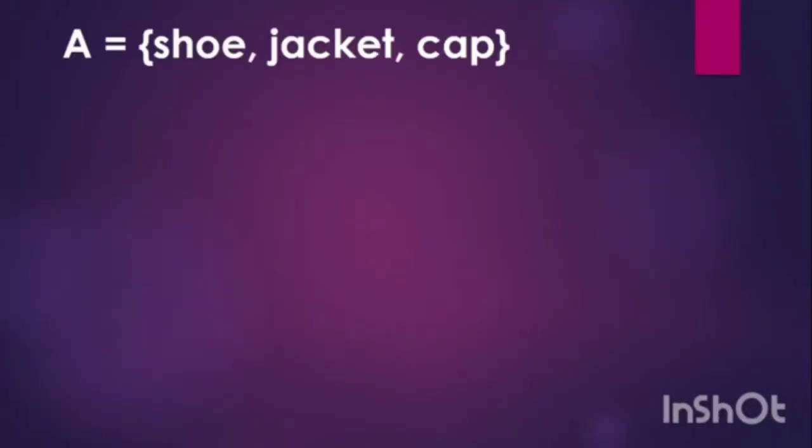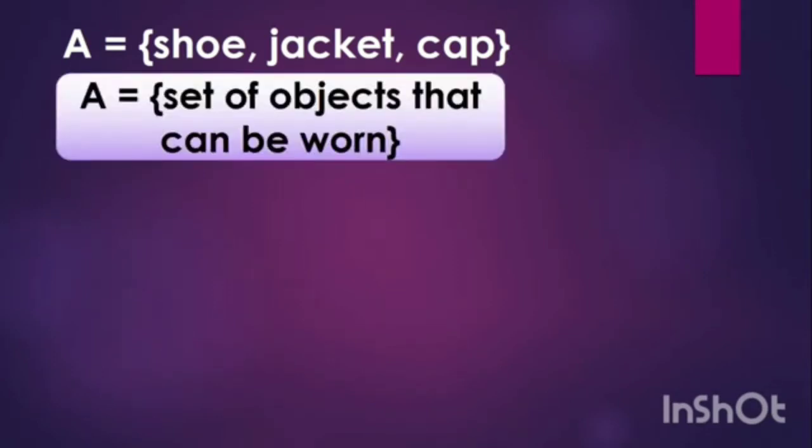Okay. So, for group A, we have shoe, jacket, and cup. Bakit sila yung magkakasama? Because group A are set of objects that can be worn. So, ito yung sagot sa tanong natin kanina kung bakit hindi natin pwedeng isama yung mango, yung toy car, because group A are all objects that can be worn.